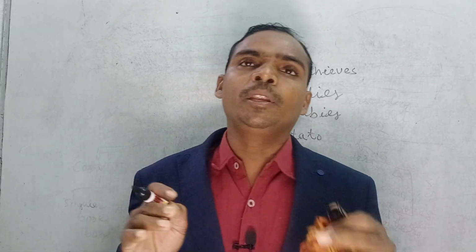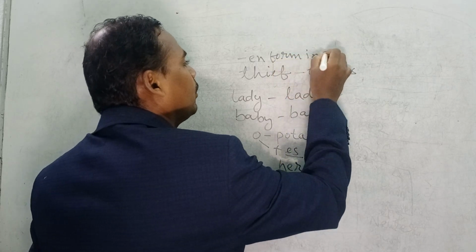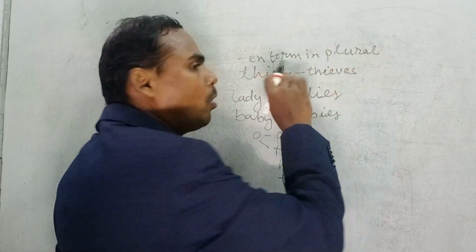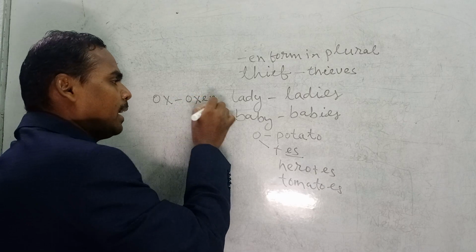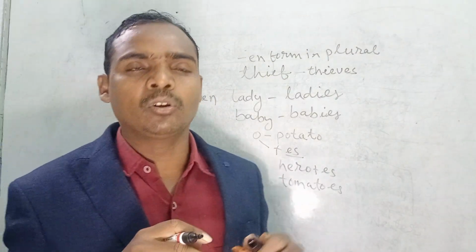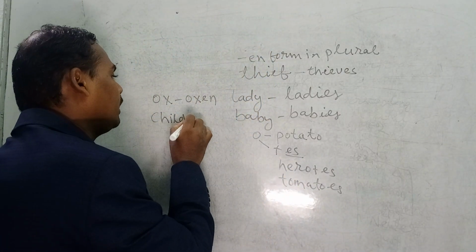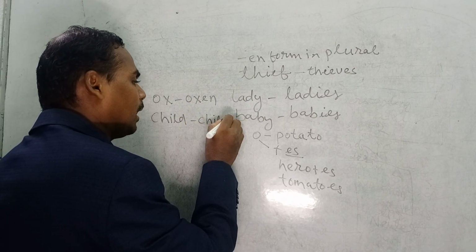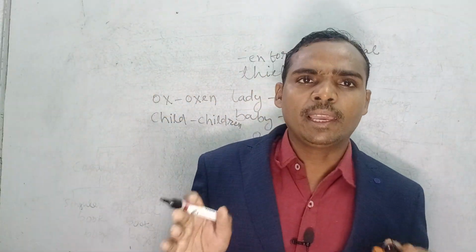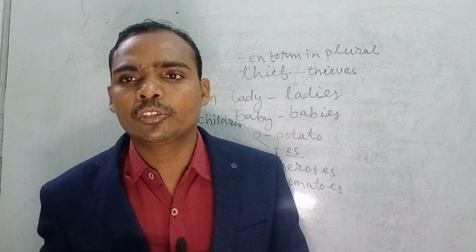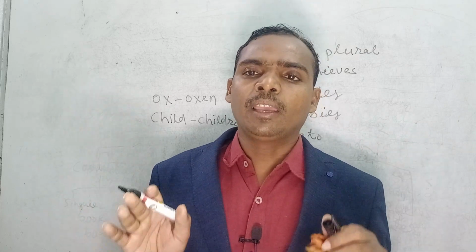Some nouns take the en form in plural. This is the most important. Ox, plural is oxen. Child also, children, C-H-I-L-D-R-E-N. You cannot make childs. I have given some more examples previously. We can say a couple of kids, but not a couple of childs.